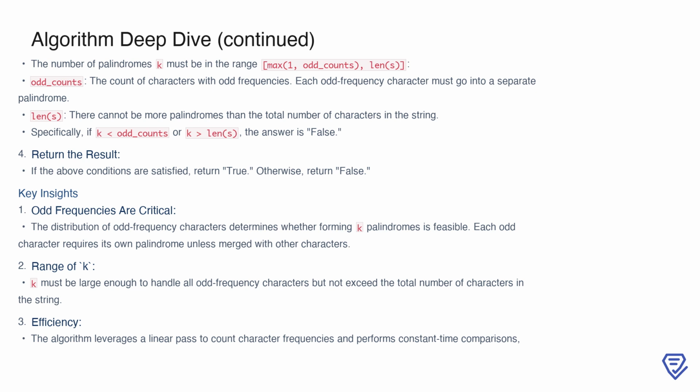If k is smaller than odd_counts or larger than len(s), then it's impossible to construct the required palindromes, and we return false. Otherwise, we return true. The key insights here are that odd frequency characters dictate the feasibility of the solution, and the value of k must balance between these constraints. By efficiently counting character frequencies and performing simple comparisons, we can determine the result with optimal time complexity.